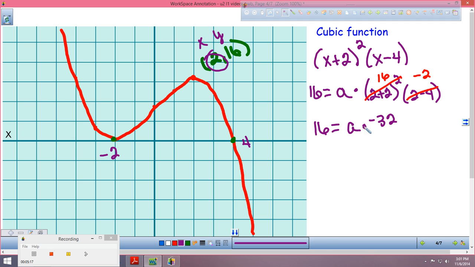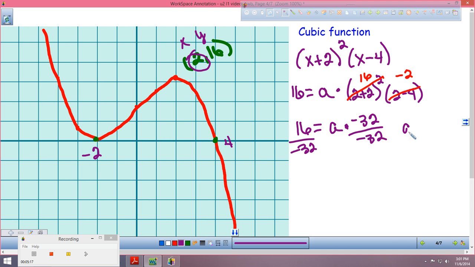Looking for that missing number in multiplication, we're going to divide. Divide by negative 32 on this side. I know that my a value is negative 1/2. You can write it as negative 0.5 if you want. Well now then, next step.